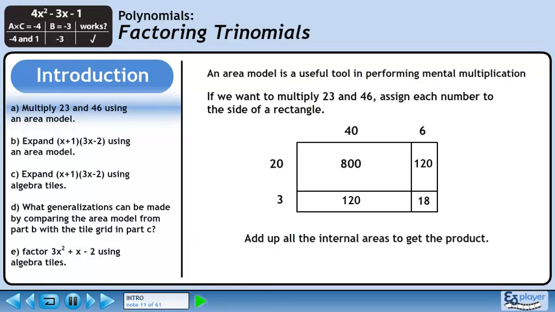Adding up all of the internal areas will give the product of 23 and 46. 800 plus 120 plus 120 plus 18 equals 1058. This is the same number we would get if we plugged 23 and 46 into a calculator.